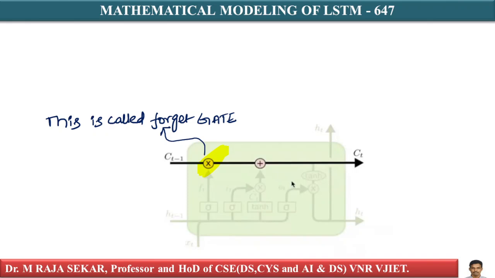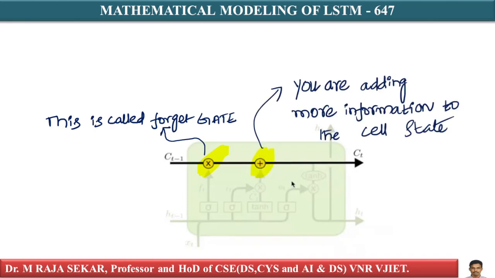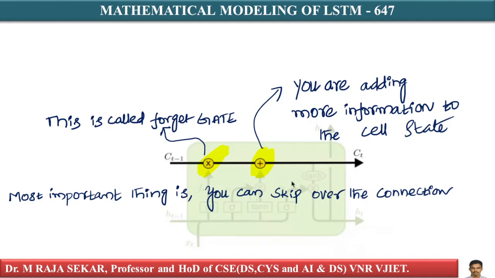See this network, this is like the forget gate, which says how much of the information from the previous cell state should be retained to the next cell state. That's what this literally does. What does this plus indicate? This says how much information should be added after I remember some part of it. Most important thing is you can have a skip-over connection, isn't it?